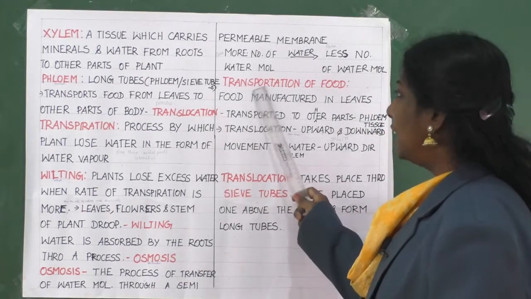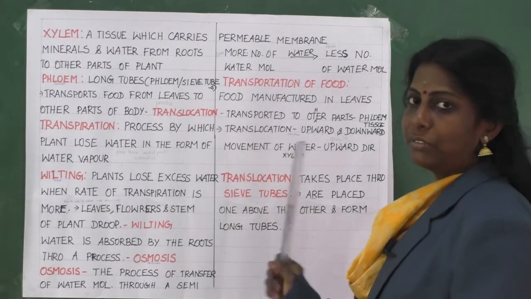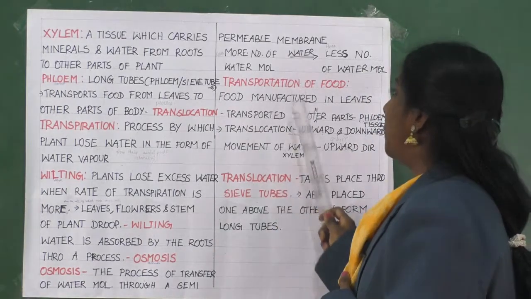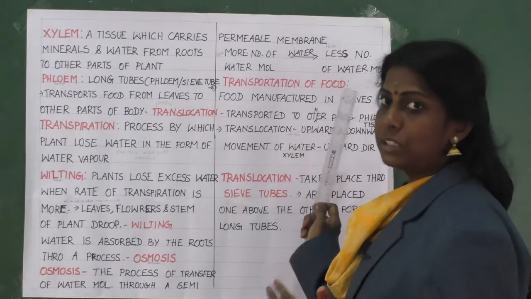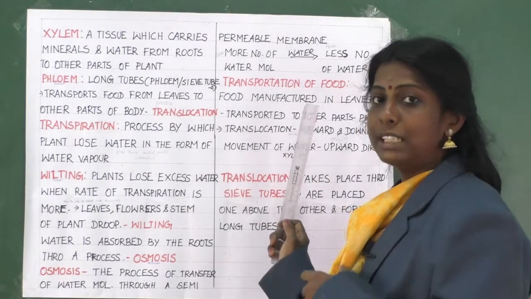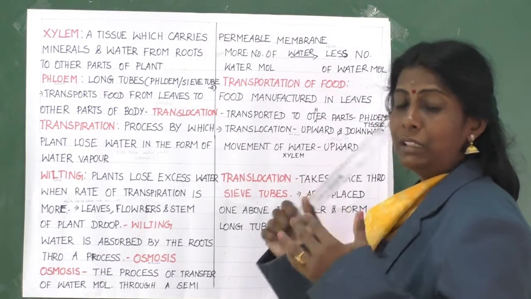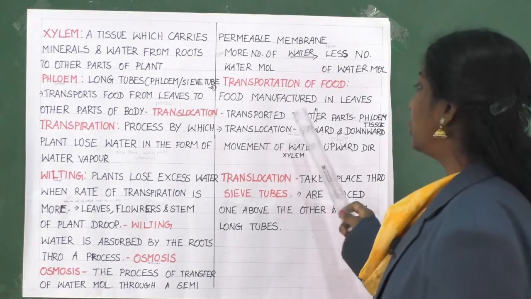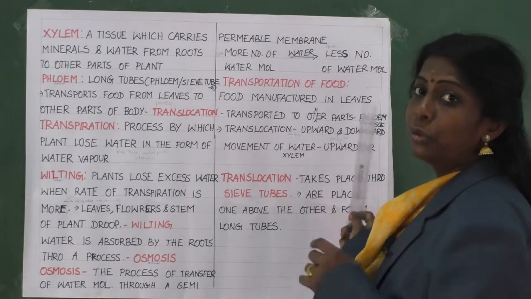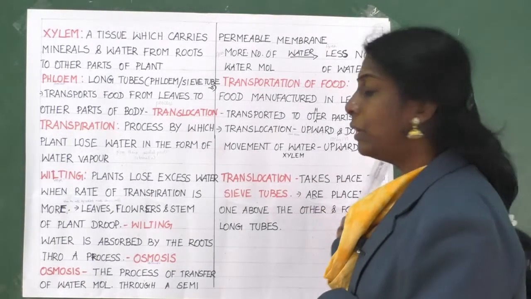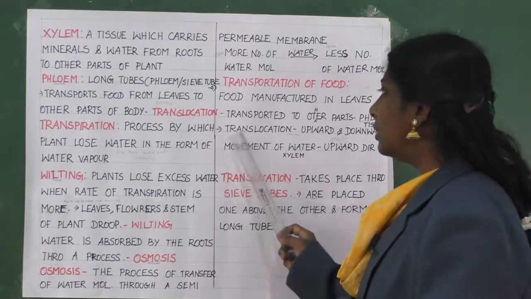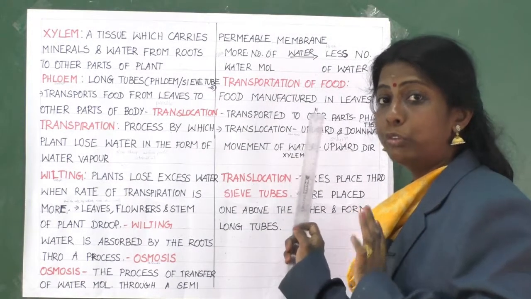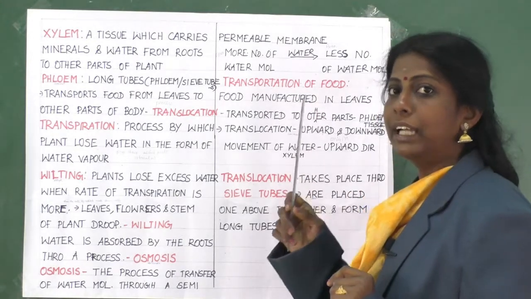Next thing is about transportation of food. This is the last part of this chapter. How is it transported? Food is manufactured in leaves, is it not? Photosynthesis is taking place in leaves. Now from the leaves, it has to be transported to all parts of the plant. So it is transported with the help of phloem tissue. Clear? Then translocation. This translocation can occur in both directions, upward and downward.